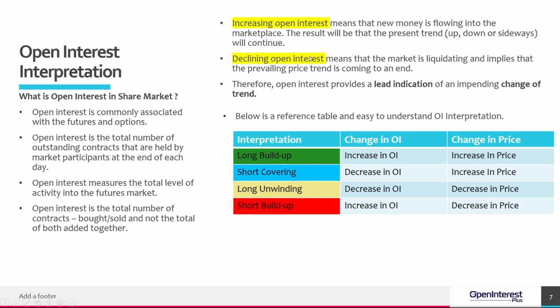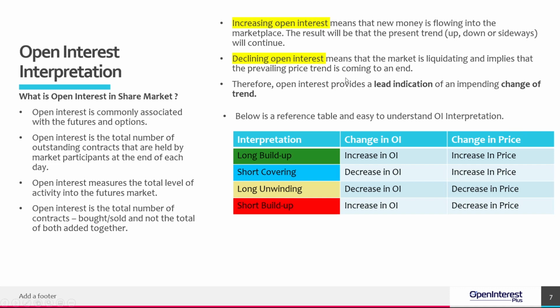At the same time, there is the other side, which is declining open interest. This means liquidation, and the prevailing price trend will come to an end. If the trend is an uptrend and we see a decline in open interest, then over a period of time the existing trend will come to an end. Basically it will reverse. That's the reason open interest provides a leading indication of an upcoming change in trend. So this is about increasing and decreasing open interest.